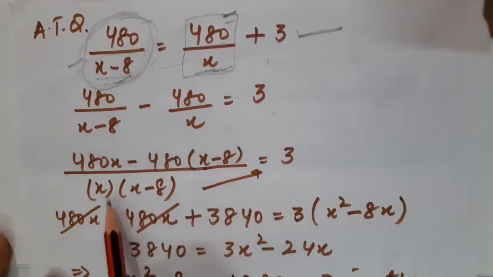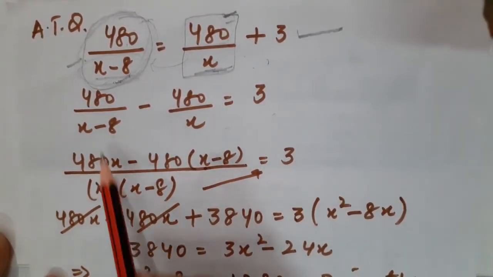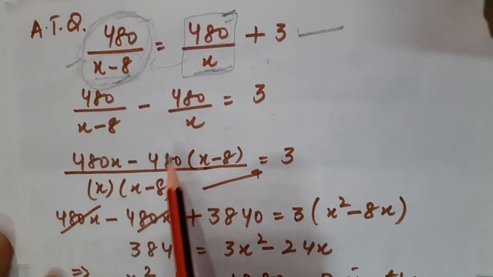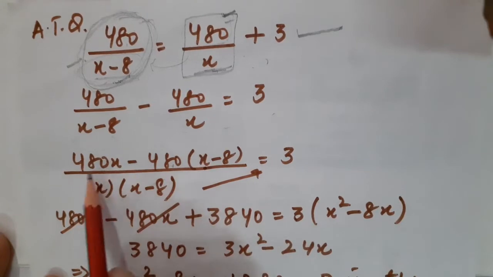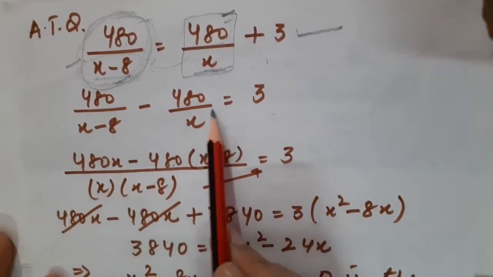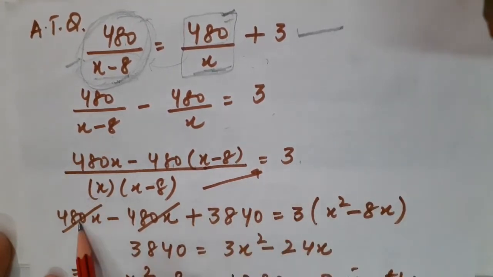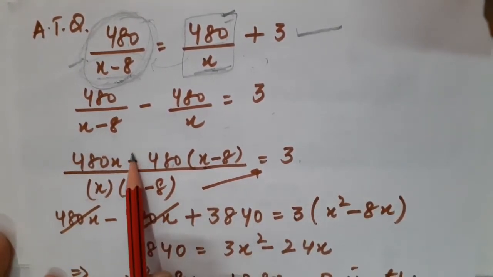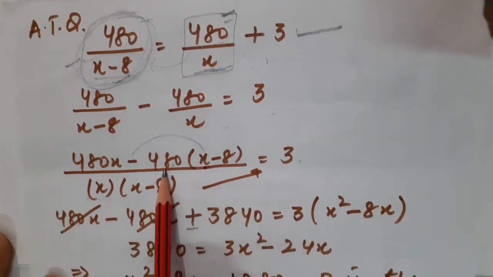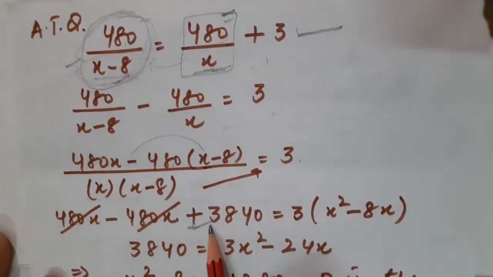Now 480 upon x I have brought on left hand side. Taking LCM, x into x minus 8 will be LCM. X minus 8 is going to be cancelled with x minus 8. I have got 480x minus 480 into, this is going to be cancelled, that is x minus 8 is equal to 3. 480x minus 480x, and this would enter inside the bracket, minus sign would become plus. 480 into 8 will become 3840. Correct?